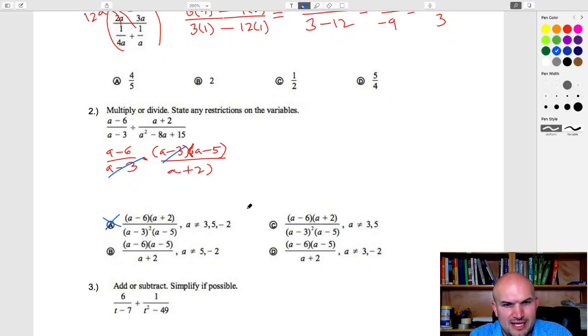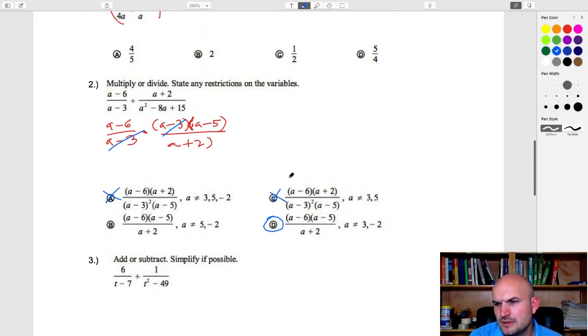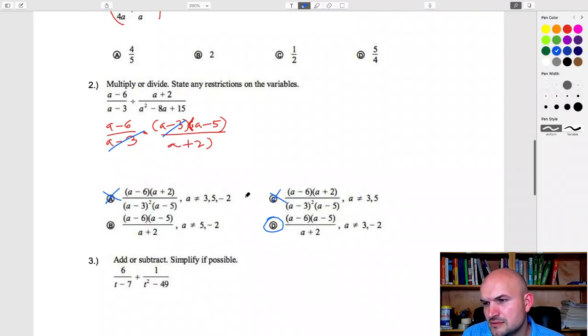So it's not going to be a, it's not going to be c. And now I just need to identify what my restrictions are. Well, I can see that my restrictions, a cannot equal 3 and negative 2, which is d. Because even though it got divided out, 3 and negative 2 both make those denominators equal to 0. Right on point for me.